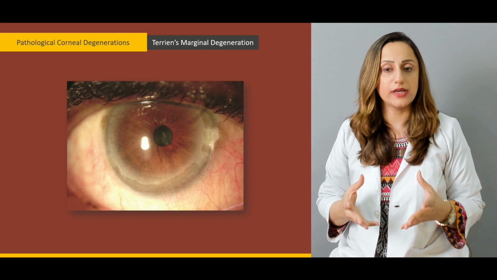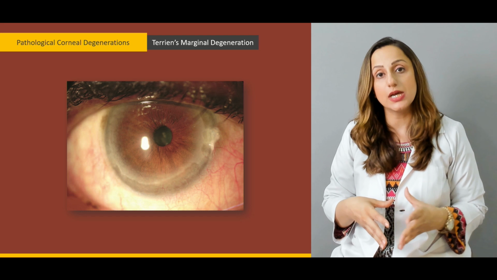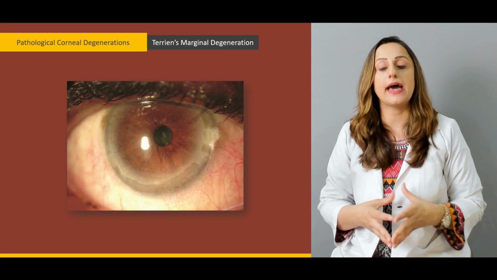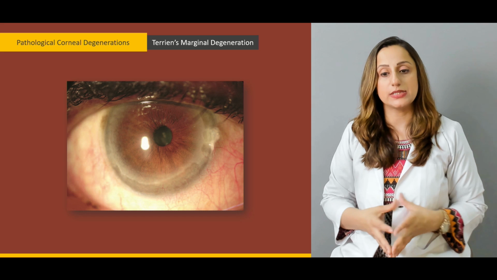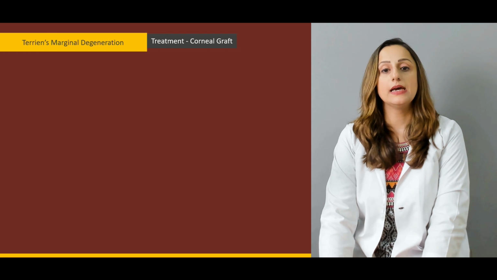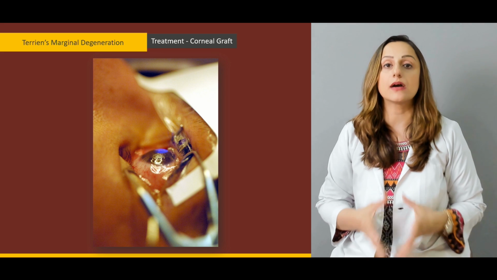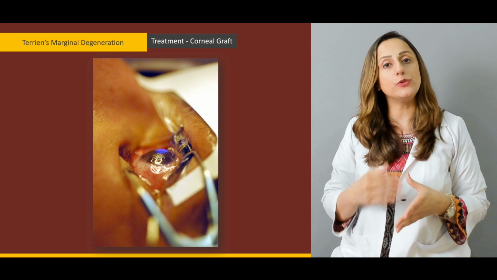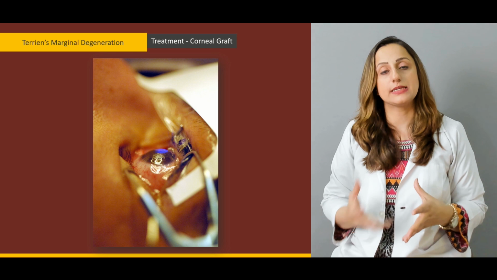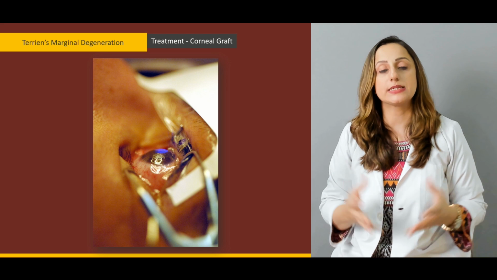Now, the causative factors over here are quite idiopathic, but still it is a non-inflammatory condition. It results in a degenerative process occurring at the Bowman's capsule, and it only relates to the margins. So these are the particular clinical findings in these patients. The treatment for Terrien marginal degeneration is usually a corneal graft, because the visual acuity is decreased to a level which cannot be improved unless a corneal graft is done, and only then can these patients have a better prognostic outcome.